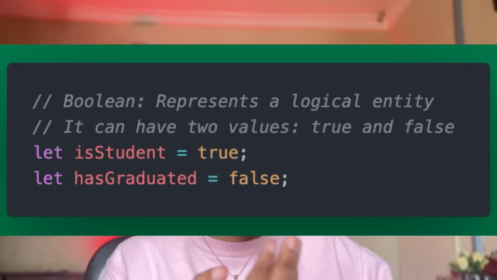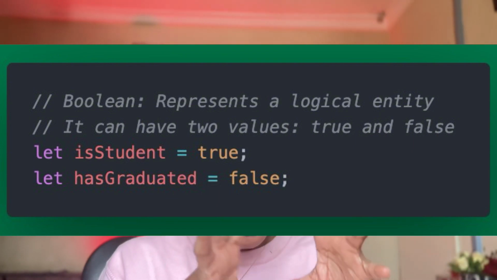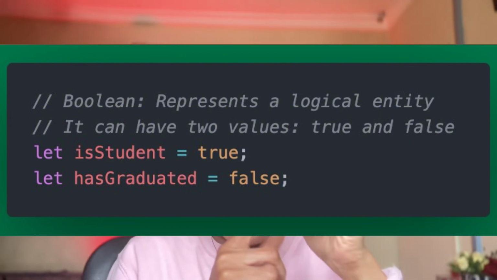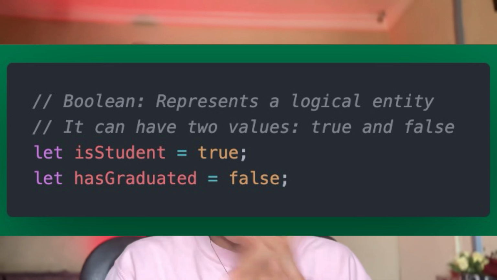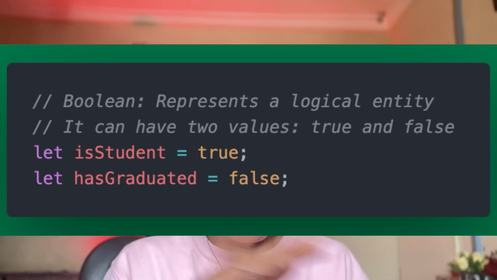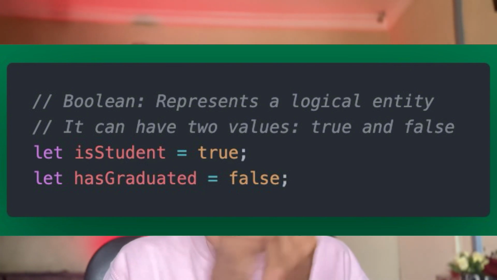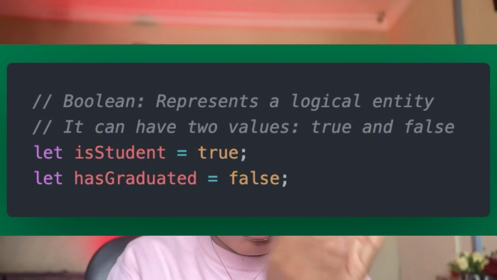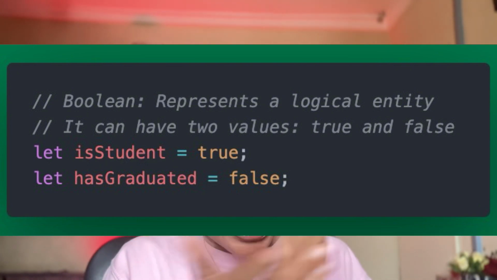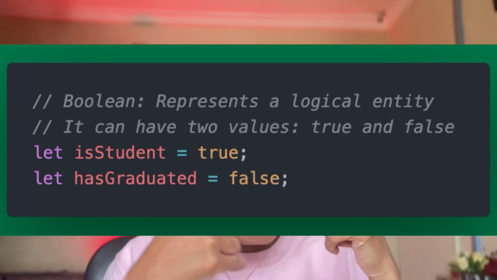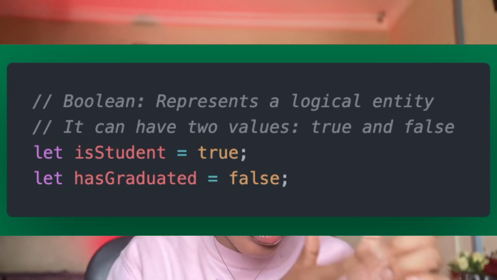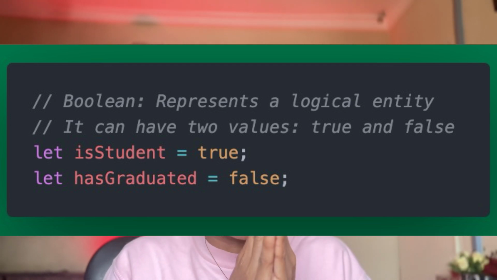And next up we have boolean. Boolean represents a logical entity and it has just 2 values. It's either true or false. It is not surrounded by any quotes. Let isStudent = true. Yes, is a student. Let hasGraduated = false. No, the student has not graduated. That's what that means. So it has values true or false.